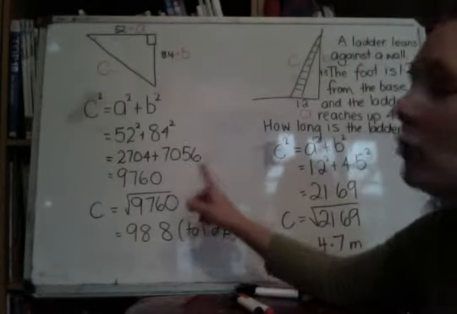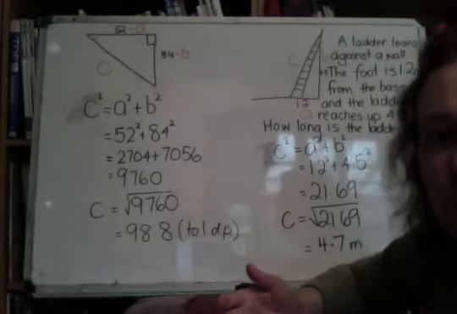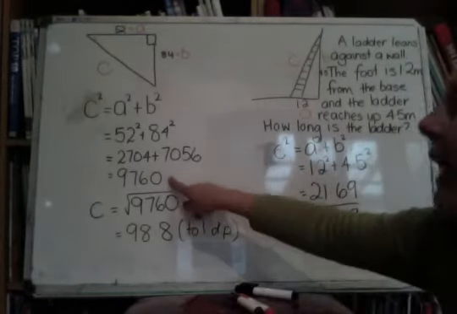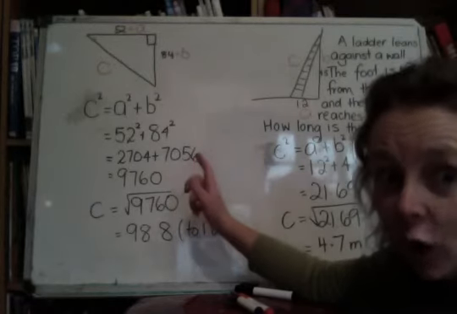Next step is I do the calculation. So I had to get my calculator out, and I worked out what 52 squared was and 84 squared, and then I added them together. It was 9,760. So I'm not finished yet.